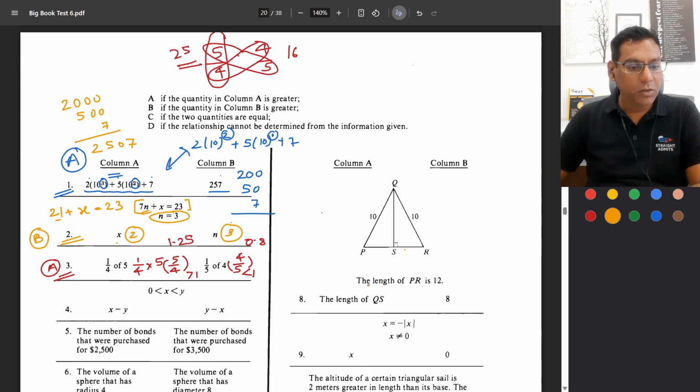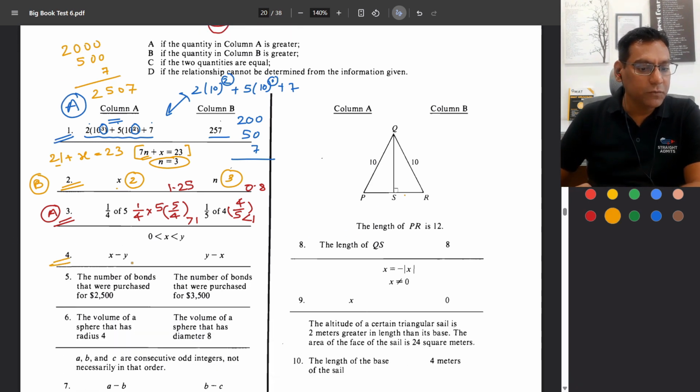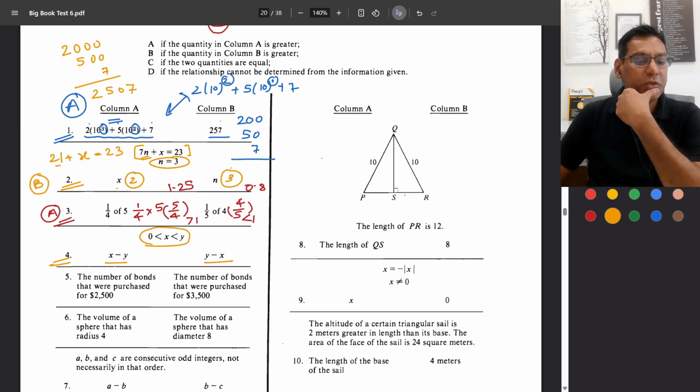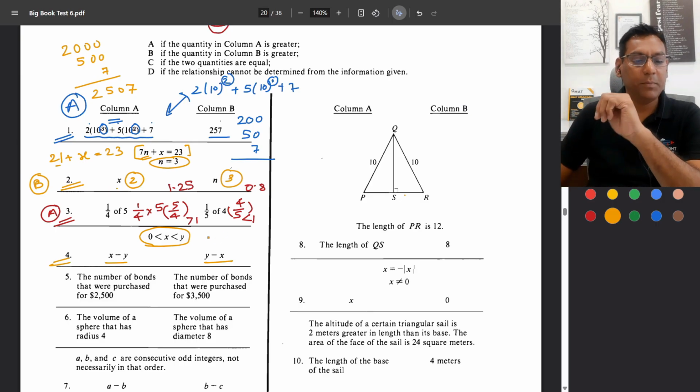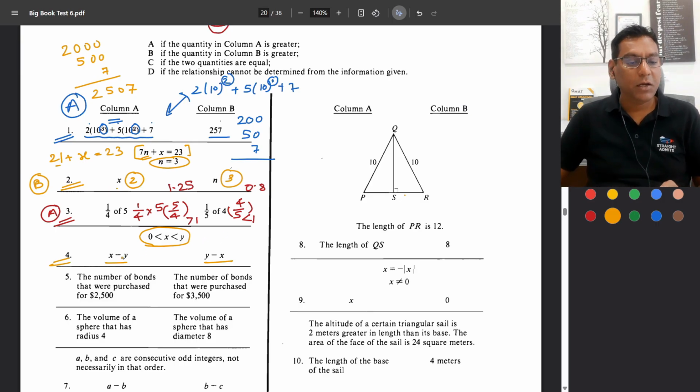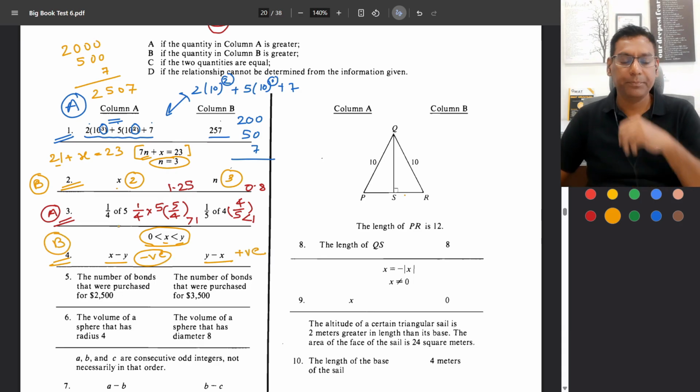All right, let's move on to question 4. Question 4, x minus y, y minus x. All right, what do I know? I know that this relationship is true. You can obviously take numbers and figure it out, but a logical way would be: x is smaller than y, right? So x minus y is going to be negative, and y minus x is going to be positive. So answer is going to be B, right?